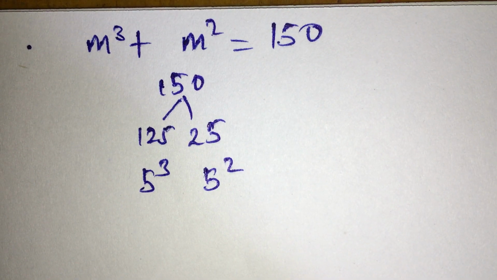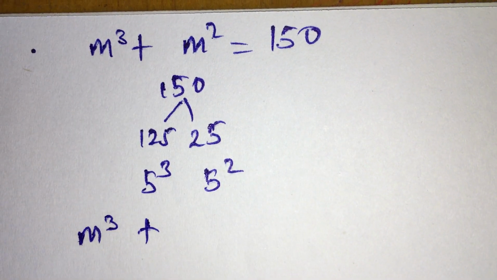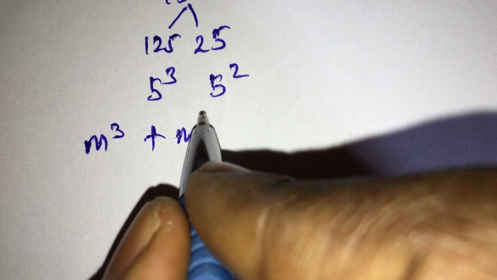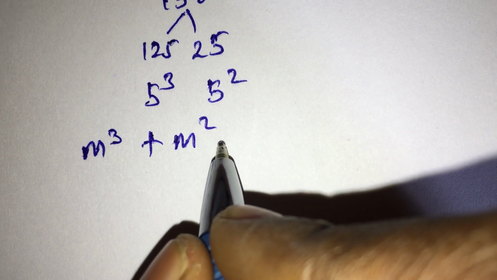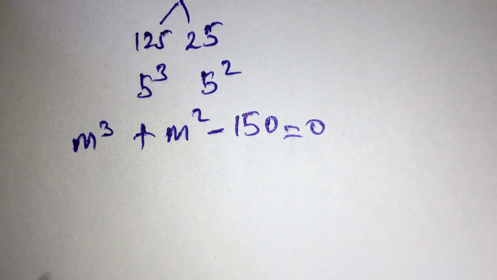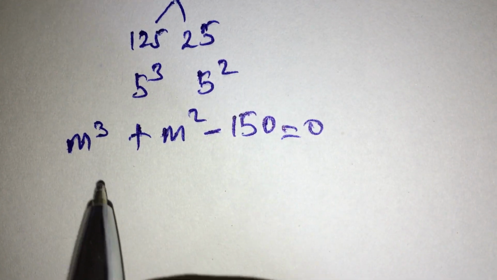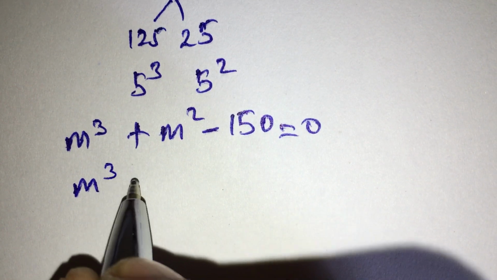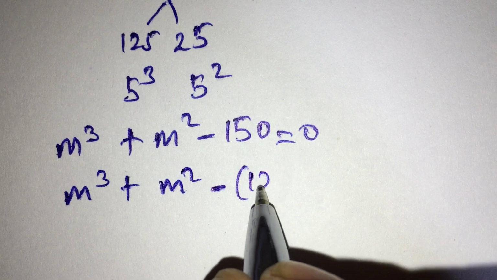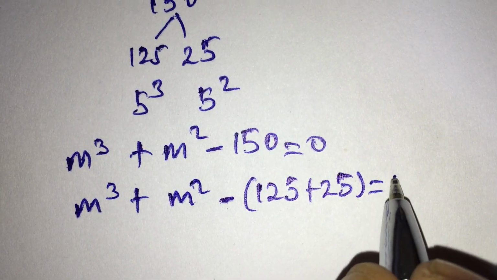So our equation will be m cube plus m square minus 115 equal to 0. Next, m cube plus m square minus 125 plus 25 equal to 0.